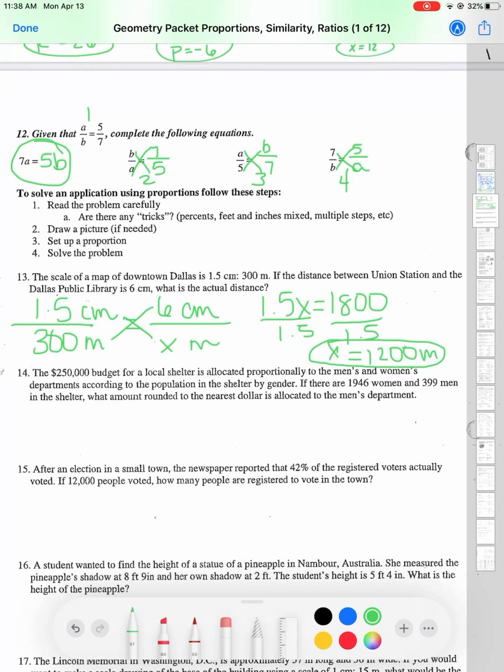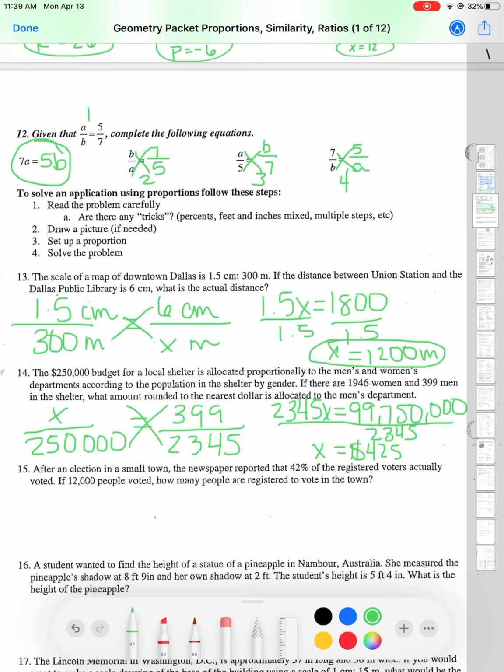So when we cross multiply, we get 2,345x equals this really big number, 99,750,000. So we divide by 2,345. So we get that $42,537 should be allocated to the men's department, which should make sense because if you look at how many women and how many men there are, that number should make a bit of sense.